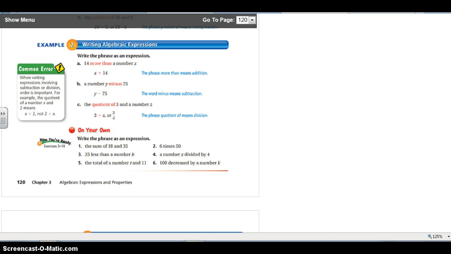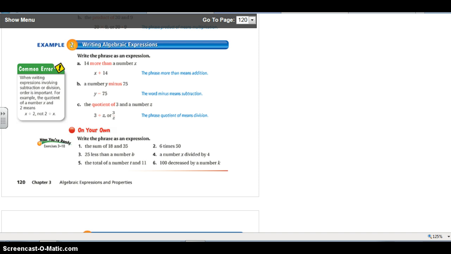A says 14 more than the number x. More than tells you addition, so you would write x plus 14. If you wrote 14 plus x, no problem. B, a number y minus 7. The word minus means subtraction, and it tells you the number y, which we don't know what it is, and then minus 7 from that.